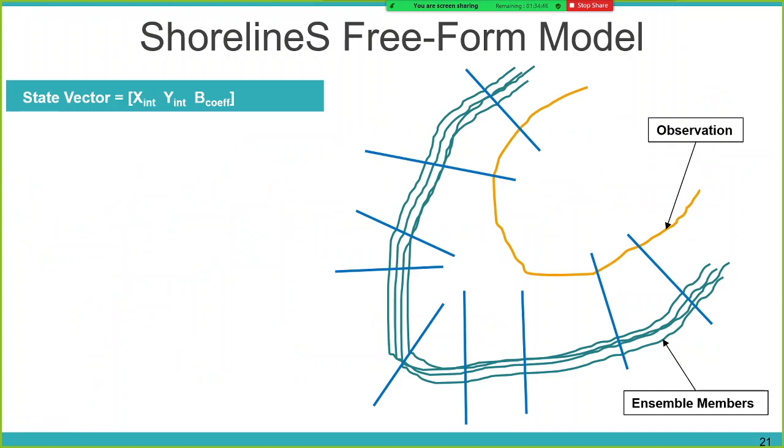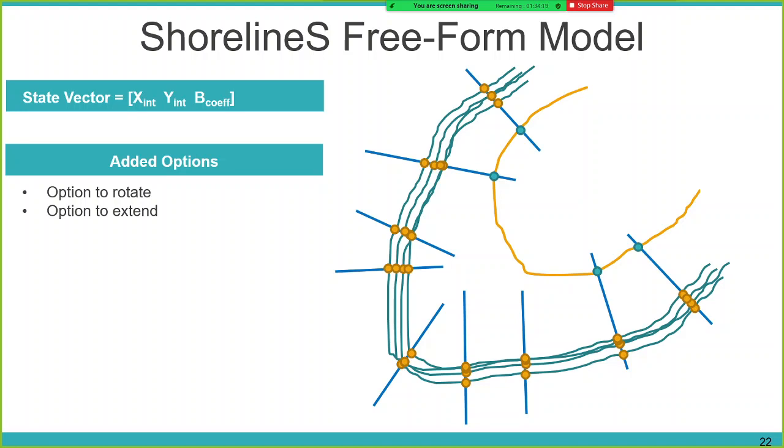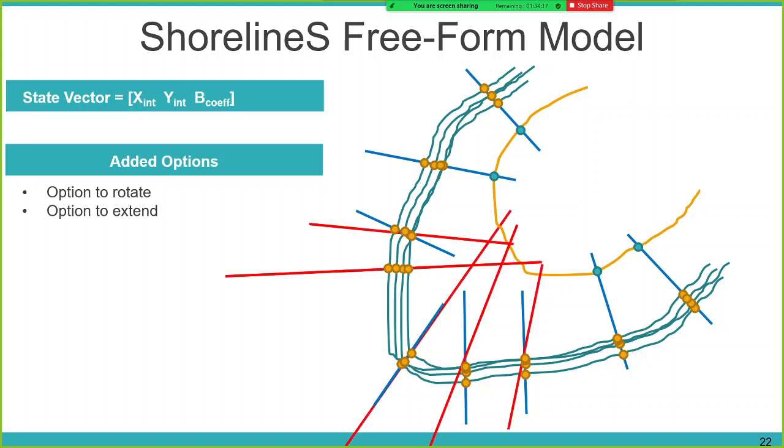However, this didn't solve the problem because in some cases, for example with lakes and islands, some of the transects successfully got the intersection with the ensemble members and some of the observed coastline. However, some transects need to be extended, rotated, or both extended and rotated. That was added to the model as well, and the intersections with the observed coastline were successfully stored.